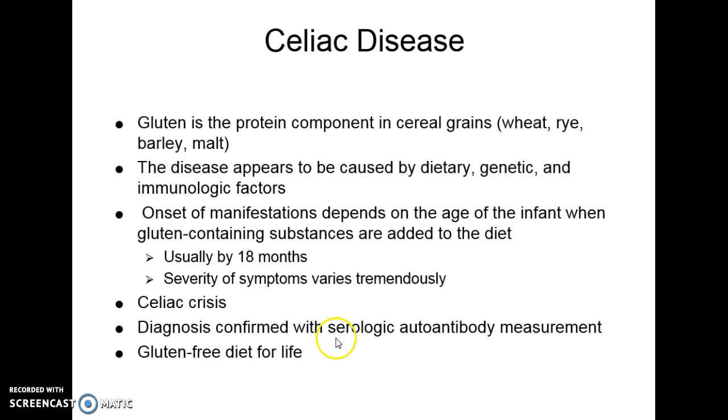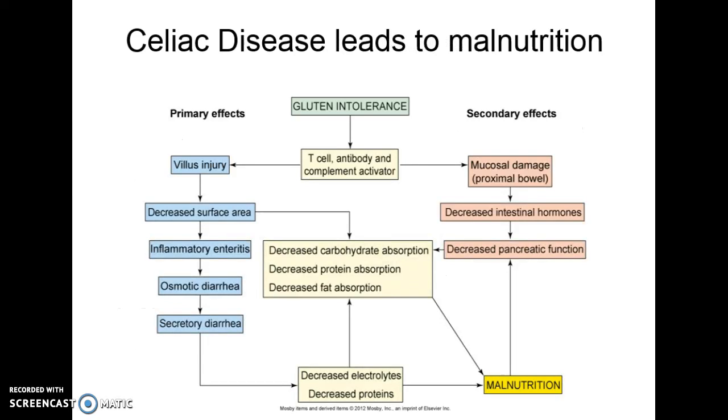Diagnosis is made with serological testing, looking for those autoantibodies, and then putting the patient on a gluten-free diet for the rest of their life. Now, how does celiac disease lead to malnutrition? All right, you have the gluten intolerance.